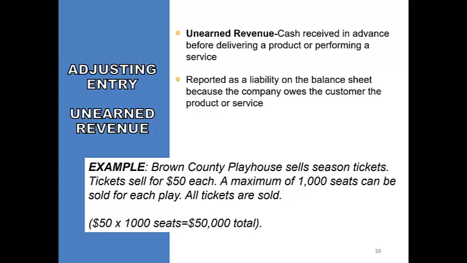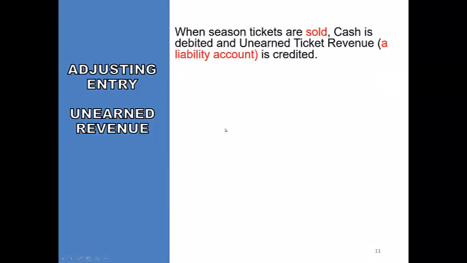So $50 at 1,000 seats is $50,000. So this company has collected $50,000. So upon the sale of those tickets, we're going to debit cash and credit unearned revenue. Typically when we sell something, we'll debit cash and credit sales or credit some other kind of revenue like services.